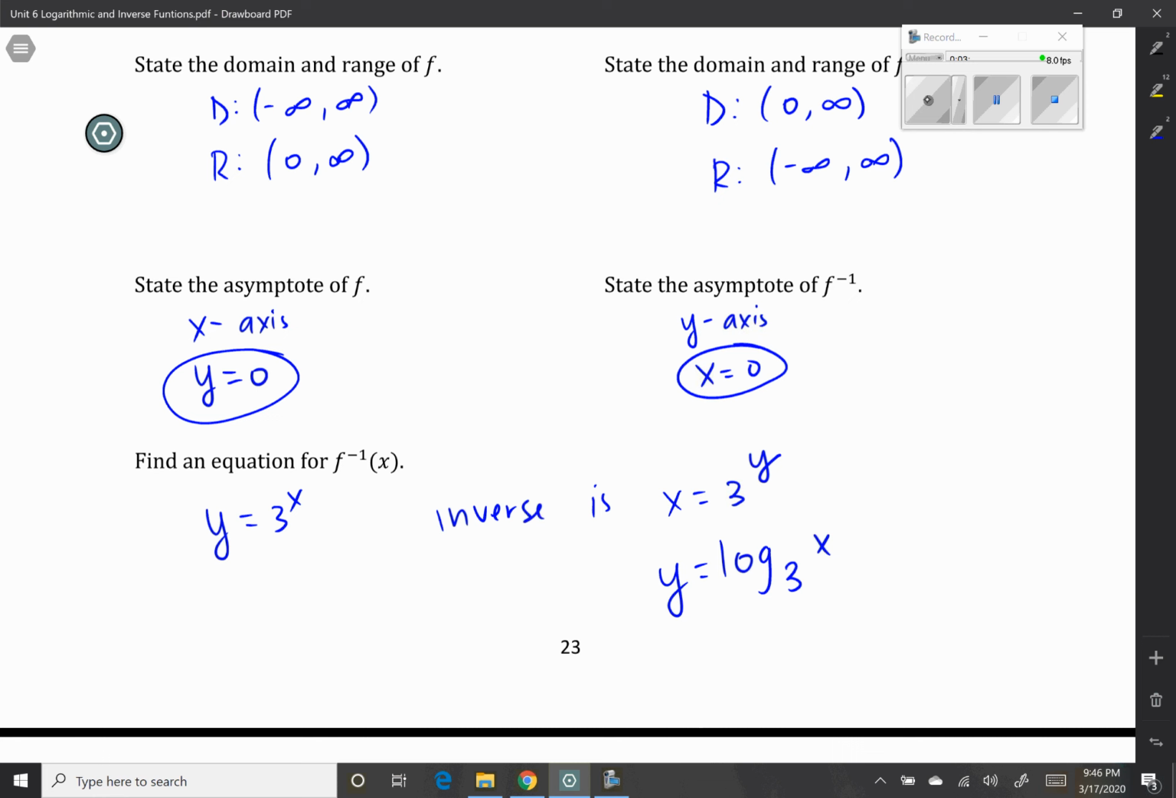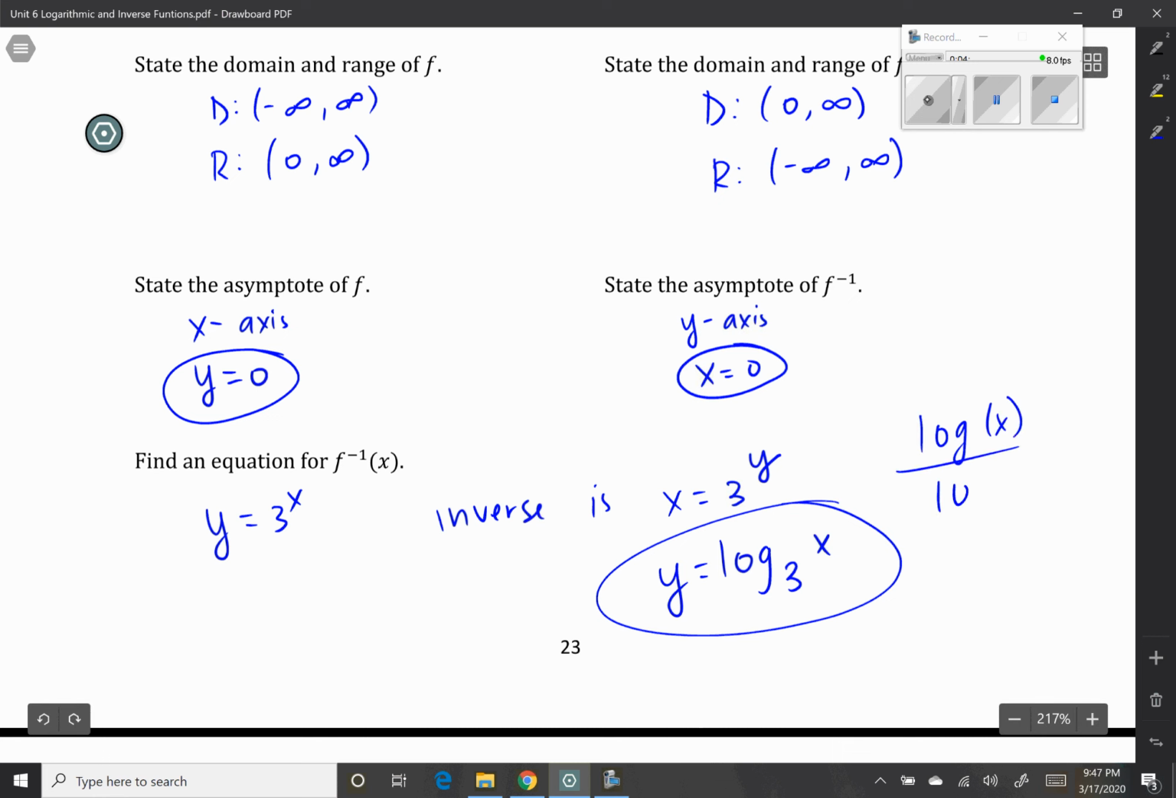Now, here's what I want you to do. I want you to go into your graphing calculator and graph this. If you're a new calculator person, use log base. If you're an old calculator person, you're going to divide log of x divided by log of 3.